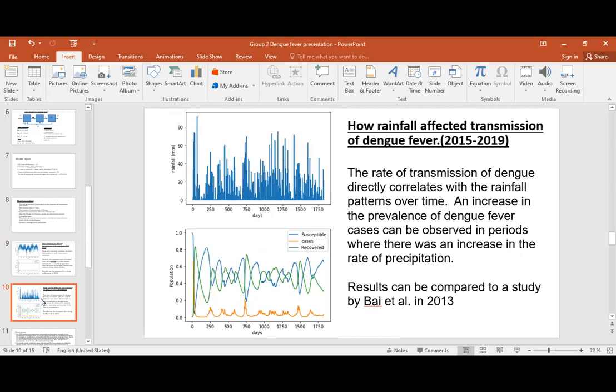Then how the rainfall affected the transmission of dengue fever. The rate of transmission of dengue directly correlated with the rainfall patterns over time. An increase in the prevalence of dengue fever can be observed in periods where there was an increase in the rate of precipitation or rainfall. And these results can also be compared to the study done by Bai et al.